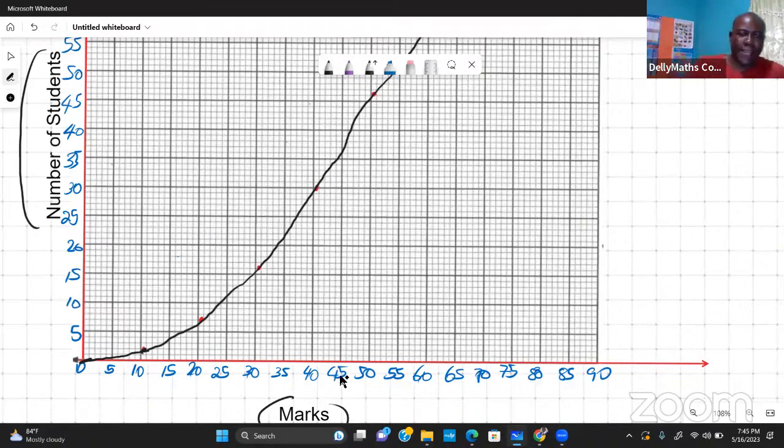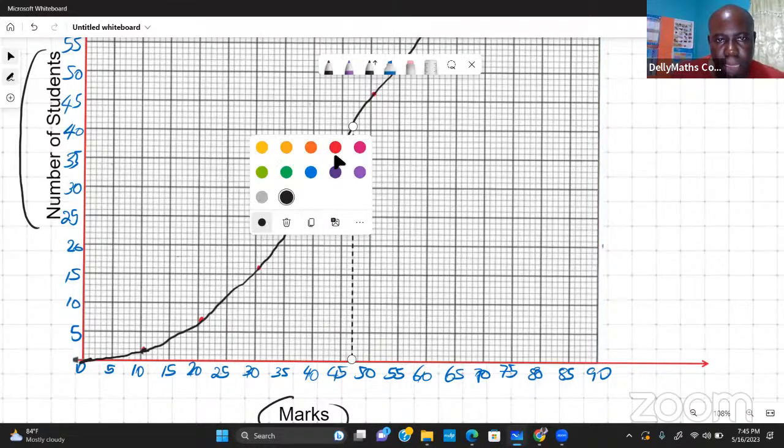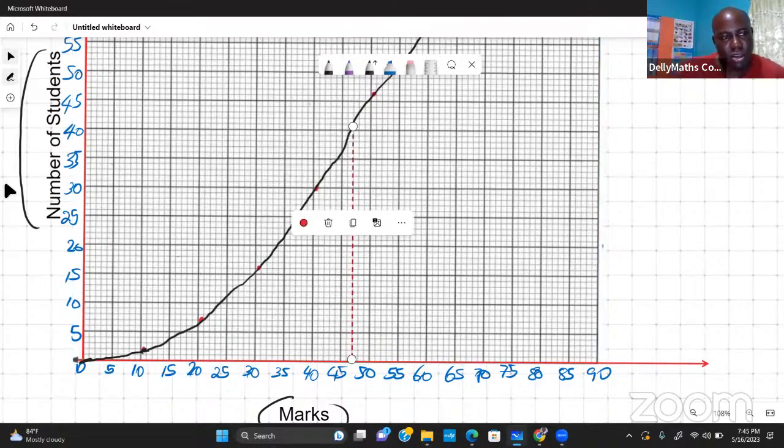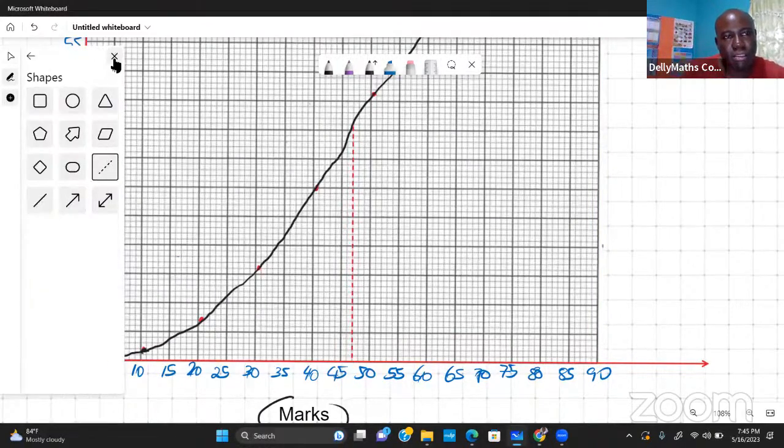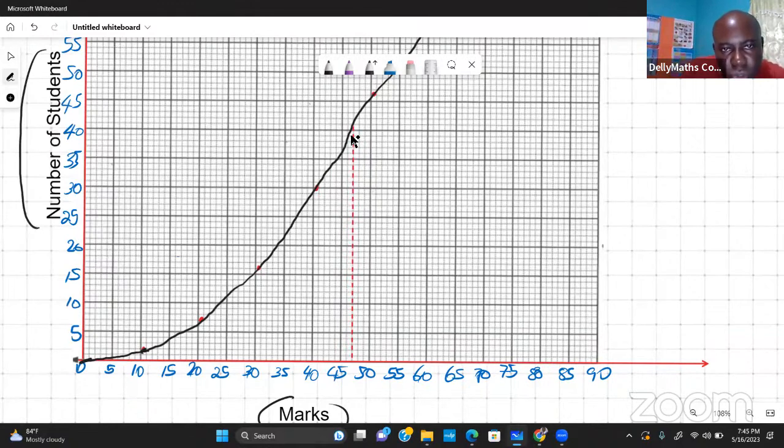We're going to take a straight line, find 47, and we're going to take it until it touches the curve. And right where it touches the curve, you stop. Then we're going to take this line across the y-axis to know the number of students.